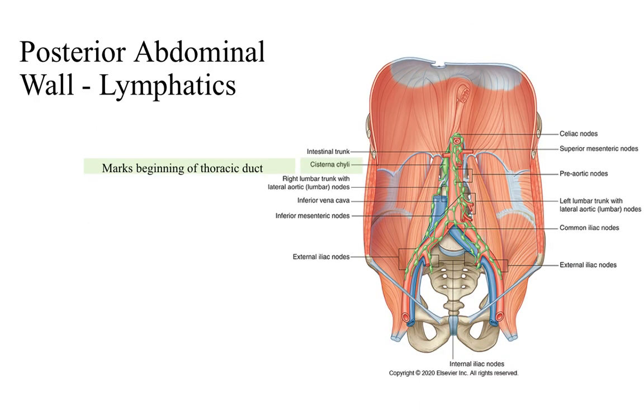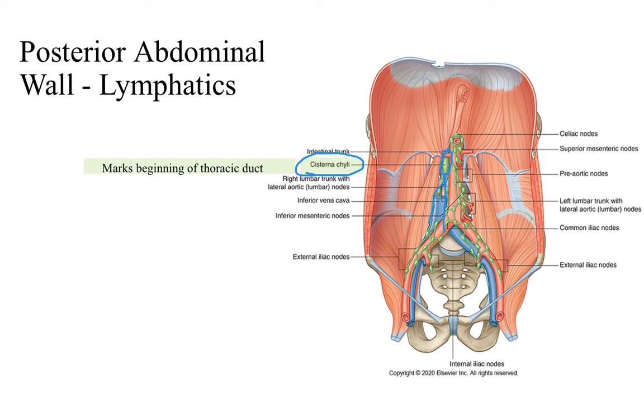For the lymphatics, one big thing of note would be the cisterna chyli, which is this big thing right here, and that cisterna chyli marks the beginning of the thoracic duct. So all of these pathways that you see going into that area, draining the lower regions of the body, would dump into the cisterna chyli, go up the thoracic duct, and then of course dump into the appropriate veins in the shoulders, subclavian veins.